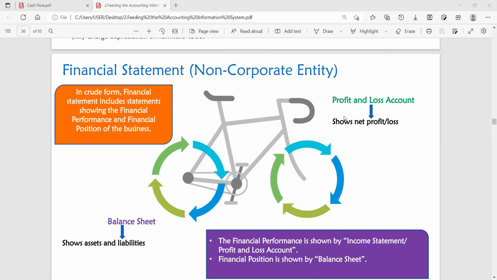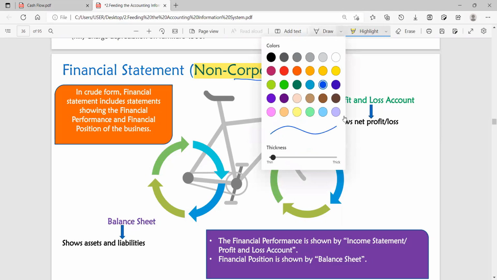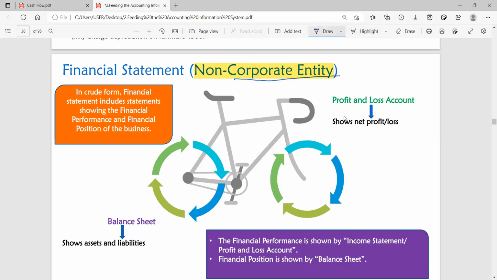So we would learn today about how we prepare the financial statement of a business which is a non-company business, meaning this particular business is not a company form of organization. So this is not a corporate entity. So what do we mean by a corporate entity? Generally, we understand corporate as a company.